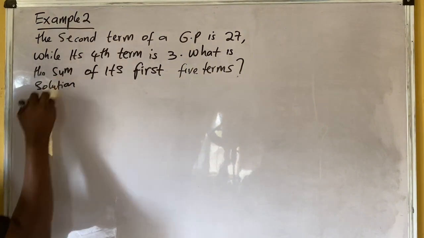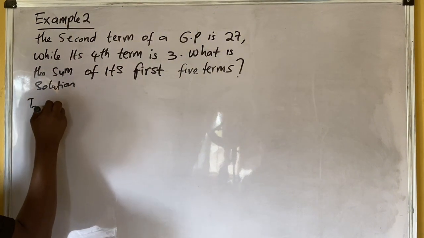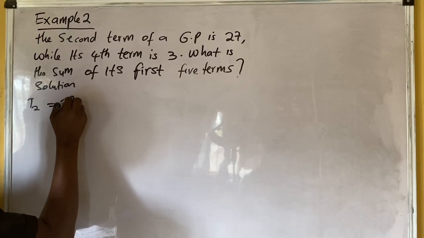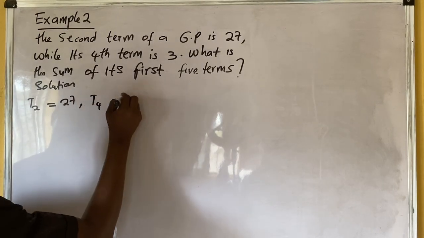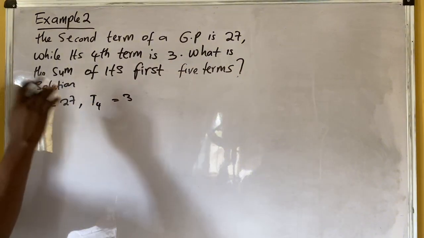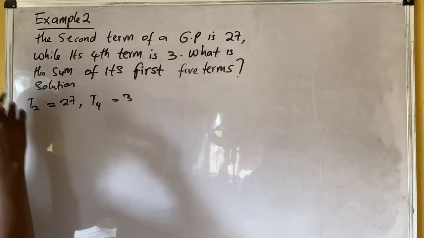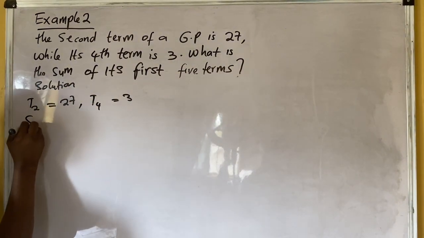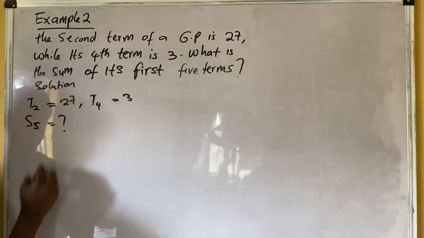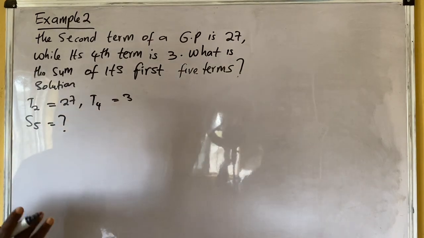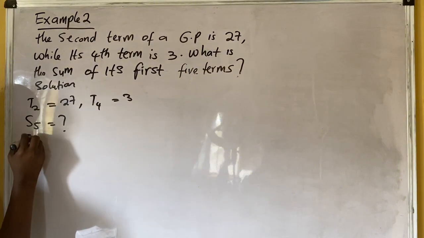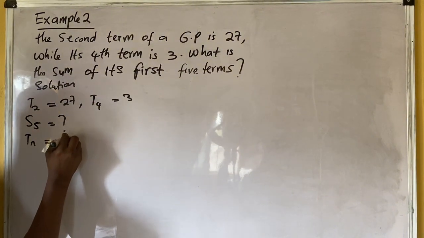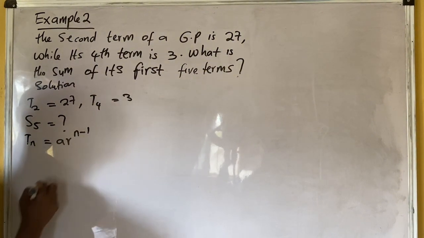So we are given the second term, T2, as 27, and the fourth term, T4, as 3, and we are asked to find the sum of its first 5 terms. So we are looking for S5, which is unknown. Do not forget the formula for the nth term of a GP, which says that Tn is equal to AR raised to the power of n minus 1.